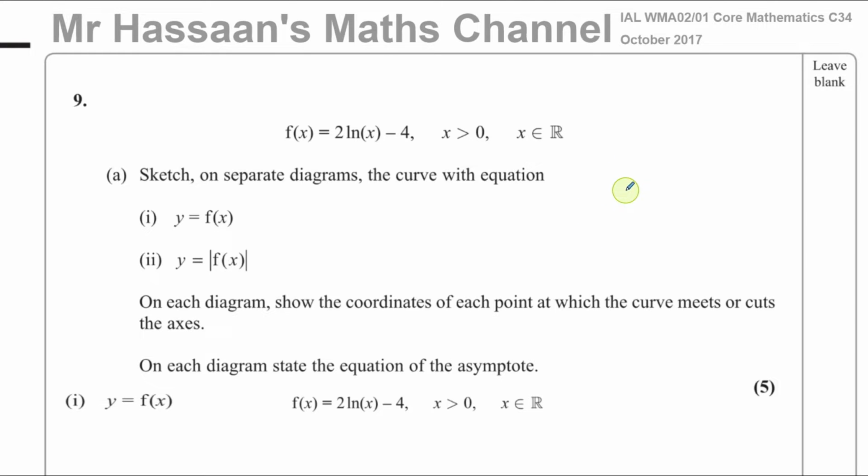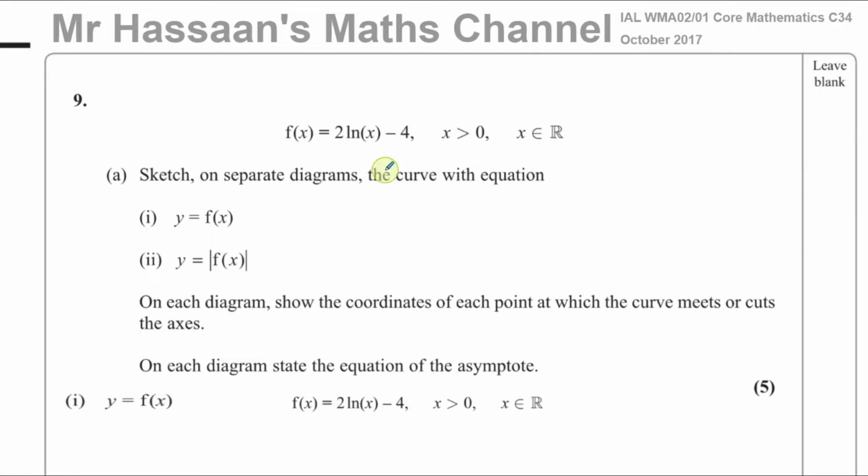I'm answering now question number 9 from the October 2017 Core Mathematics C34 paper from the Edexcel International A-Level exam. I'm answering this question upon the request of some of the students, and there's a particular part of this question which is quite relevant to the type of questions that do appear in some of the new style P3 papers. C34 used to be like the P3 and the P4 combined into one exam, so this question is relevant to P3.